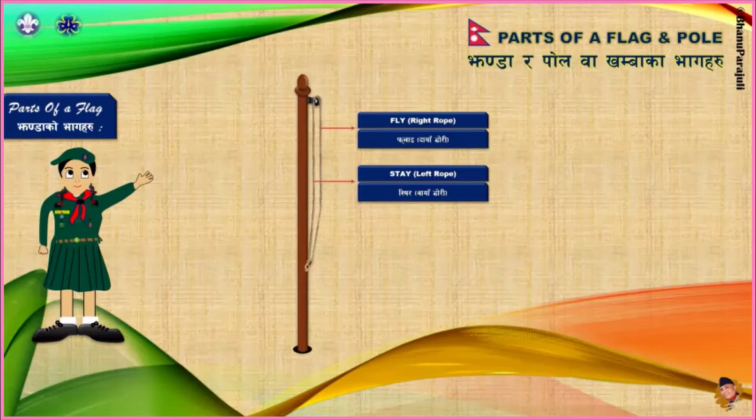Fly is the right side of the rope of the halyard. Stay is the left side of the rope.